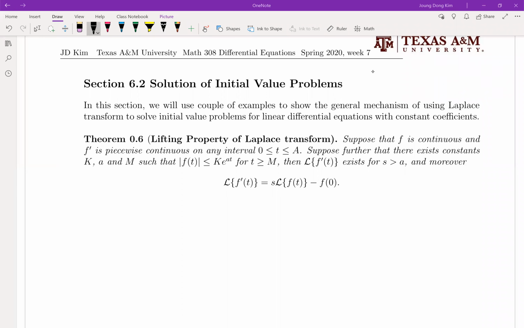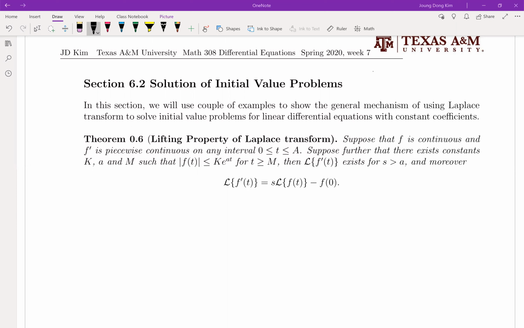Okay, let's talk about section 6.2. In the previous section, during the class, we talked about the definition of the Laplace transform, and we talked about a couple of important properties, which are the existence and linearity, right? From section 6.2, we're going to talk about how we can use the Laplace transform to solve the differential equation, okay?